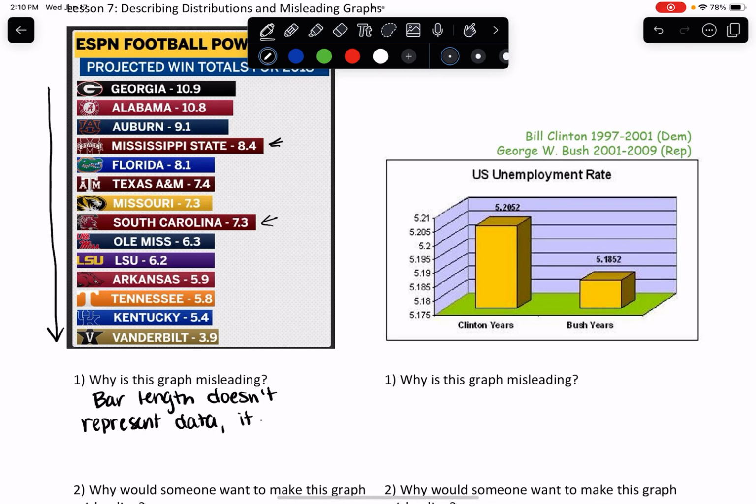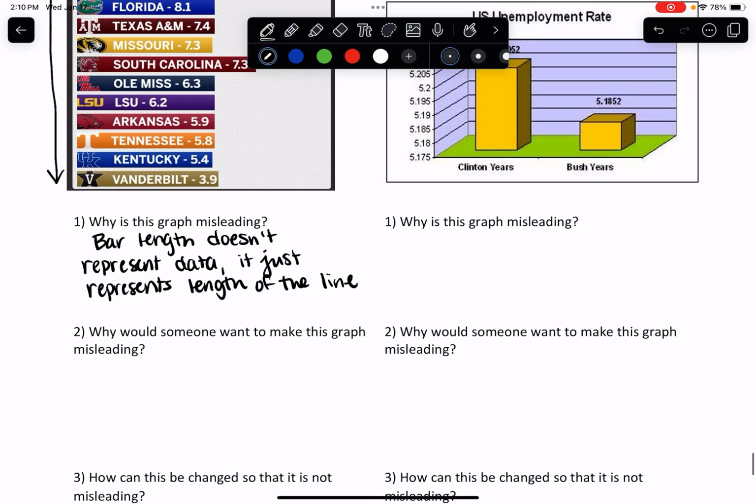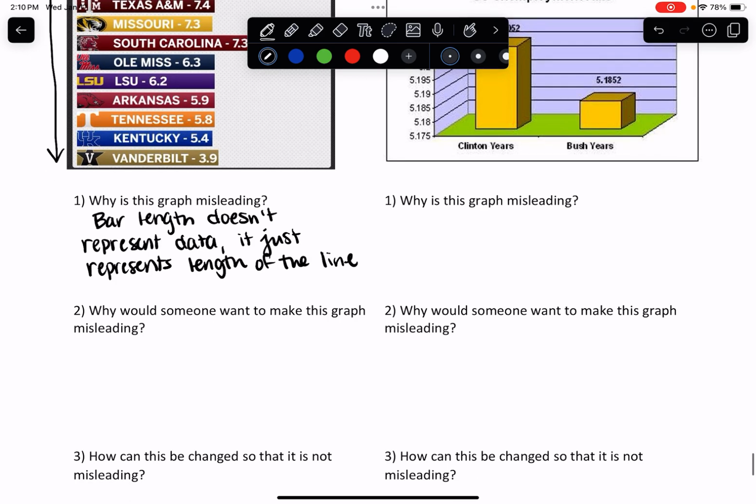It just represents the length of that line. So in the case of South Carolina and Mississippi State, their names are longer than some of the other colleges, so of course their bars are longer. Why would someone want to make this graph misleading? It could be unintentional, or they could be trying to make Mississippi State and South Carolina look better.